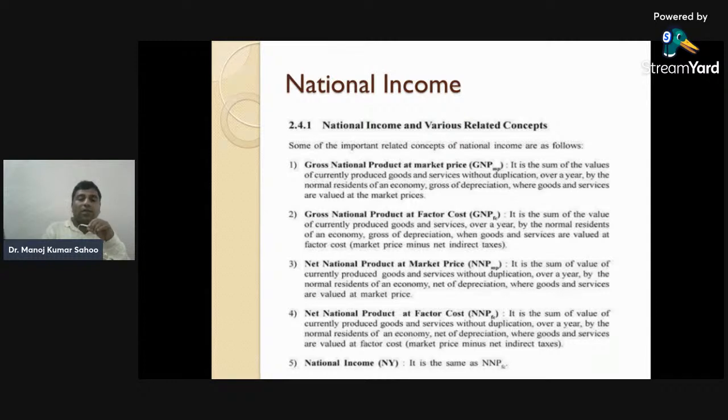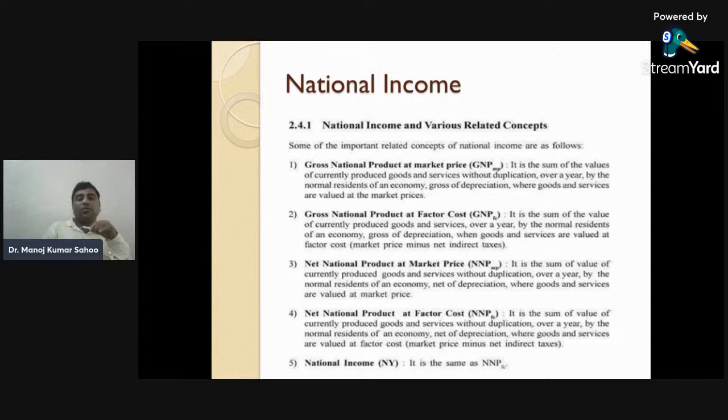Another thing I have already discussed: net national product at factor cost is calculated by taking into consideration the factor prices, the wages, rent, interest, and profit. That is called the net national product at factor cost. That means we deduct net indirect taxes from net national product at market price. That is called the NNP at factor cost. So there are different concepts.